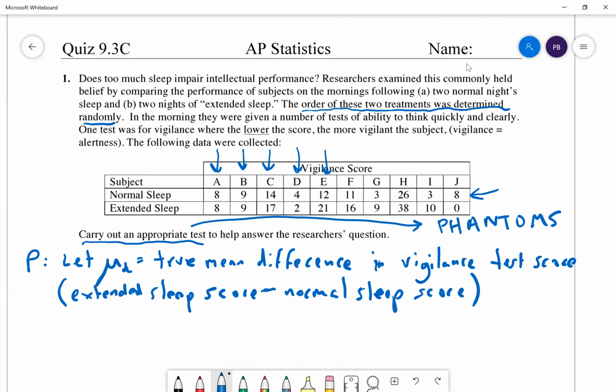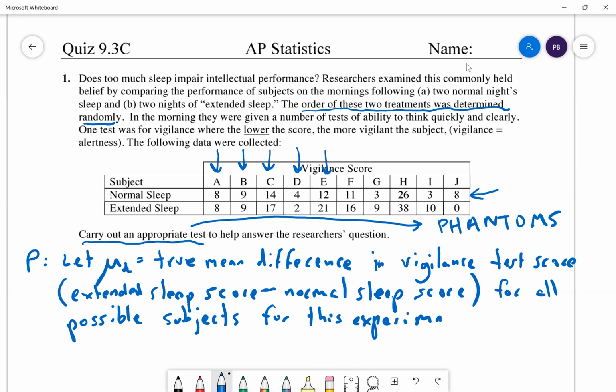And this is the true mean difference in those scores for all possible subjects for this experiment. That's kind of our population. We're generalizing the results from these 10 subjects who went through this experiment to everyone who could possibly go through this experiment. That's the idea here.